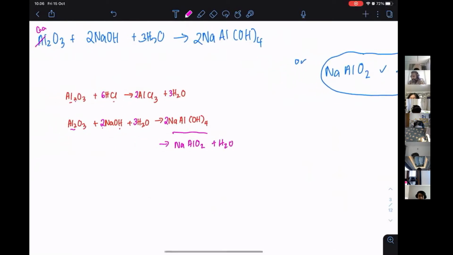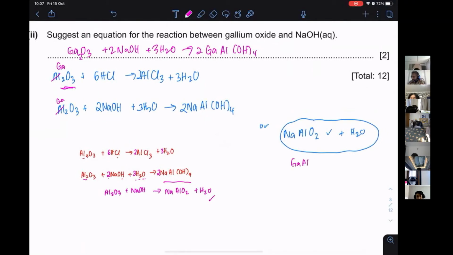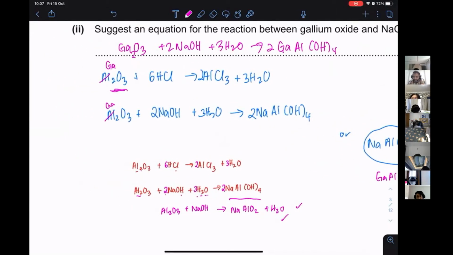In this case, aluminium oxide plus NaOH gives you this, so no need to put water here. There is another equation involved over there. If you give the answer as NaAlO2 plus water and you balance it, it is still correct. But I suggest you follow the one in the textbook, the one that we have learned. So you just put that over there, enough.